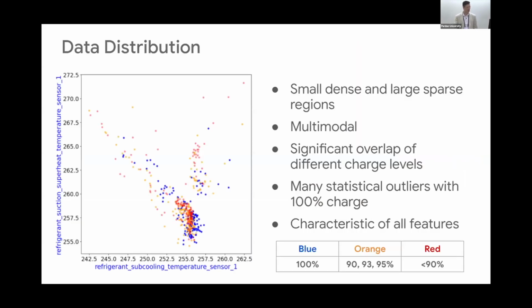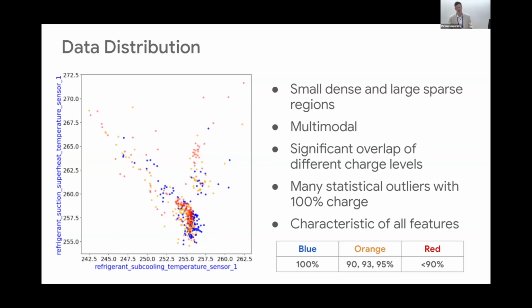Now, what we also did is we just looked at the data. What does the data actually tell us? If we look at these refrigerant superheat temperatures and subcooling temperatures, what does it look like? So if you look at this chart here, we plotted them against each other. The blue represents 100% charge, so this is the normal device that's sitting in the cohort. And then the orange represents somewhere in the 90s, a mild leak, and then red represents a greater than 90% leak.